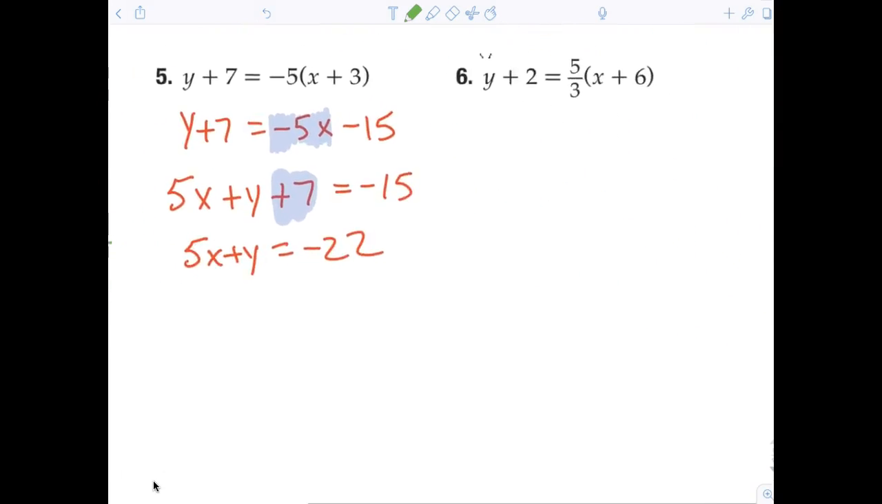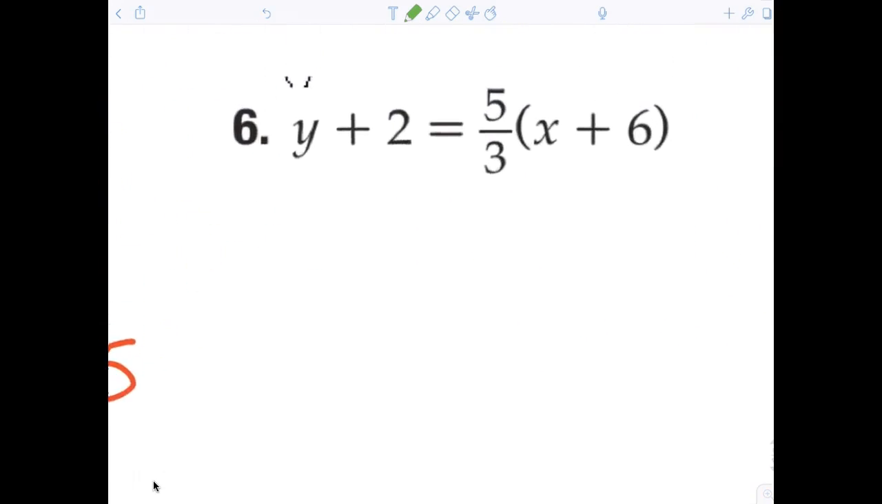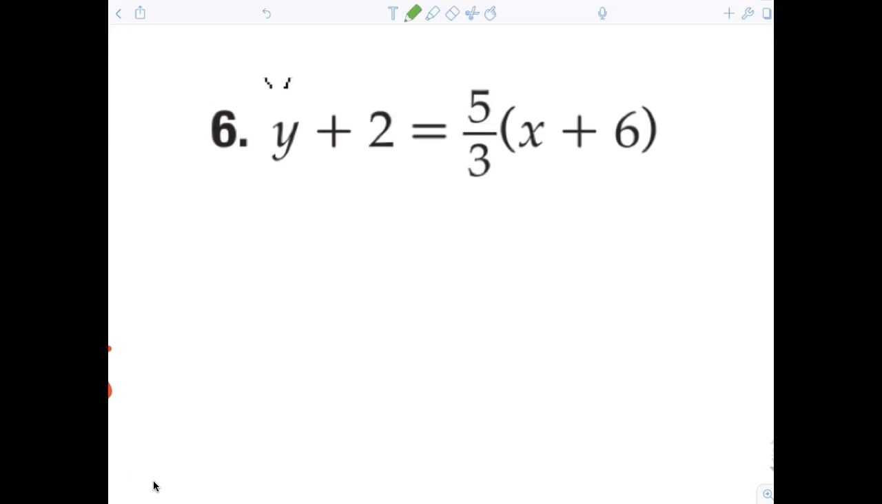Now let's take a look at number 6, please. So what do I need to do to solve this problem? Tell me, Jack. Everybody's going to multiply through by 3. Now what's the left side, Jack? Left side is 3y plus 6. And then what happens to the 3's?